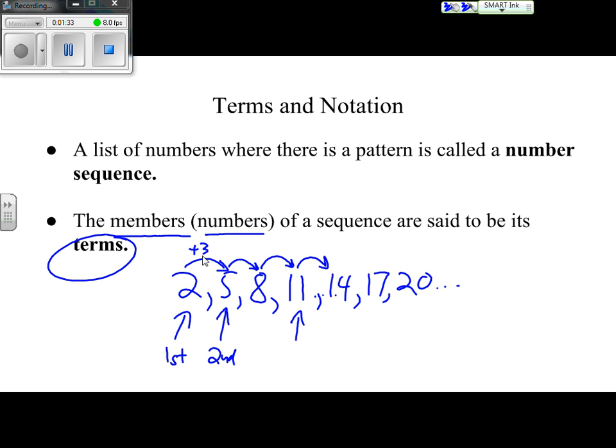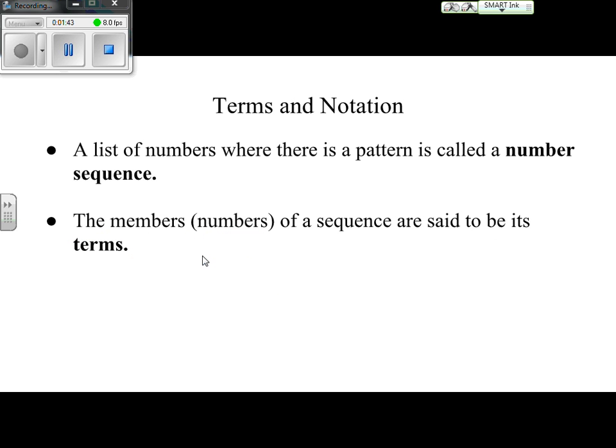Our fourth term has a value of 11. Our sixth term had a value of 17. Again, it's those terms that are the values that are members or part of the list of numbers that we have here in our sequence. And again, it's just a list, a running total.